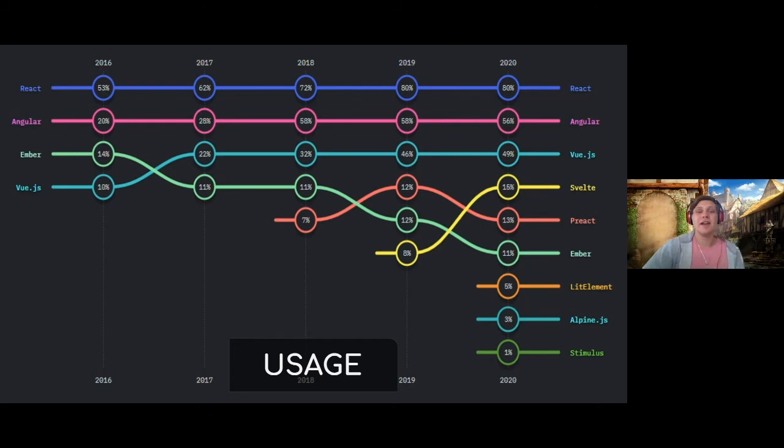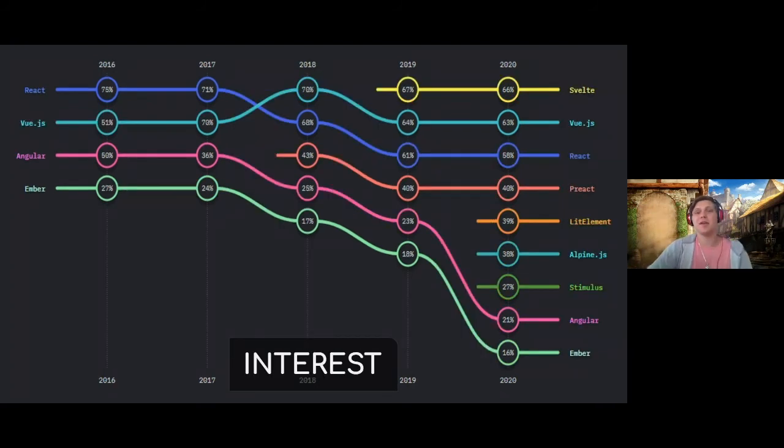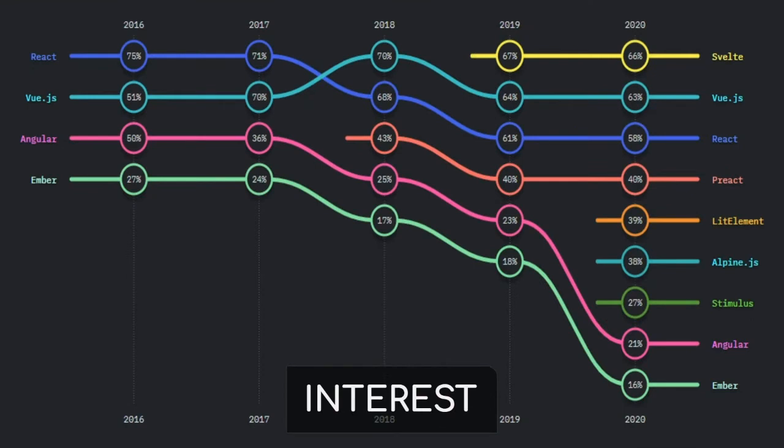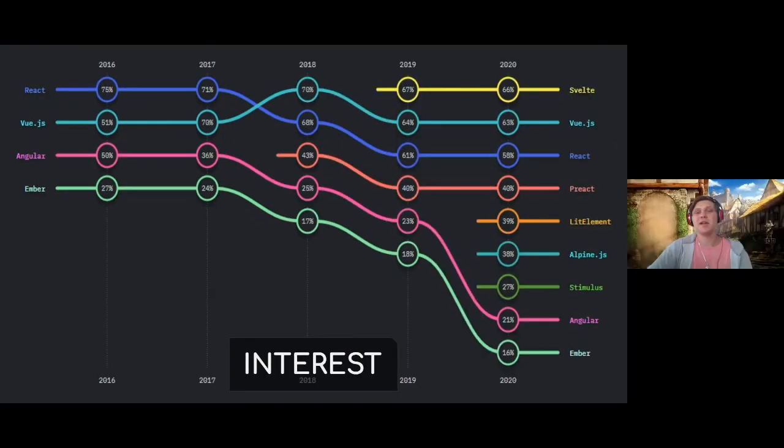Looking at the interest rate of each of the respective frameworks, we see that React is taking the crown here, with 58% of the focus group having interest in React in 2020, as to Angular, which only had a 21% interest rate. Also, while React's interest rate did go down, it wasn't nearly as bad as Angular's, which declined from 50% down to 21% in 2020.